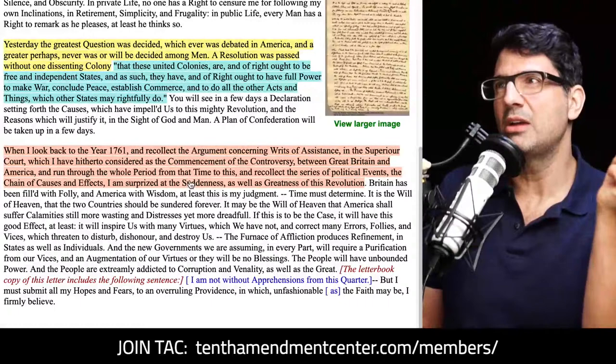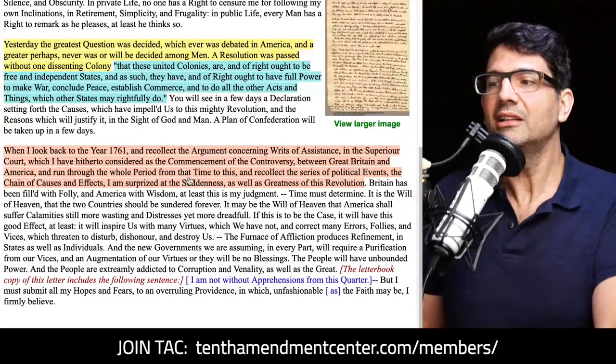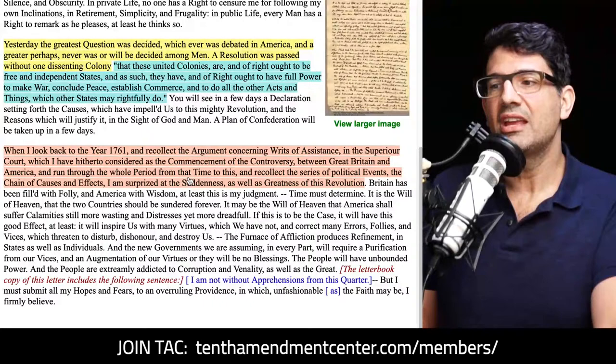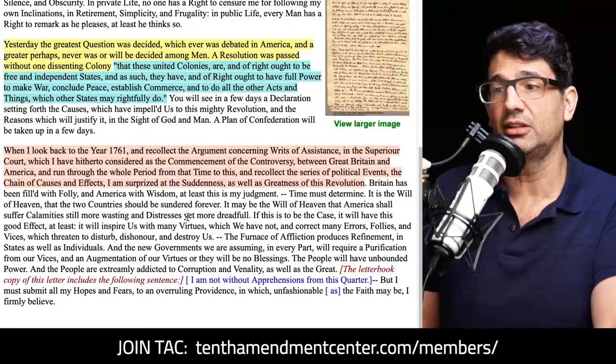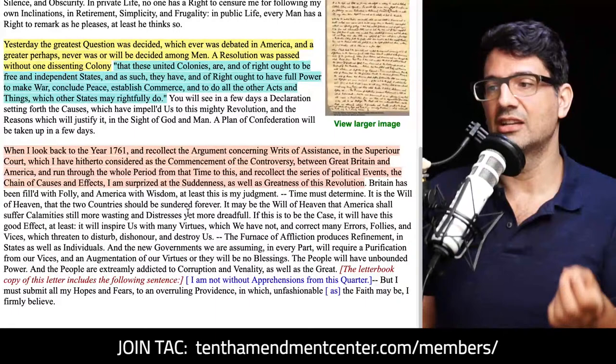He says, when I look back to the year 1761 and recollect the argument concerning writs of assistance in the Superior Court, which I have hitherto considered as the commencement of the controversy between Great Britain and America, and run through the whole period from that time to this, and recollect the series of political events, the chain of causes and effects, I am surprised at the suddenness as well as greatness of this revolution.